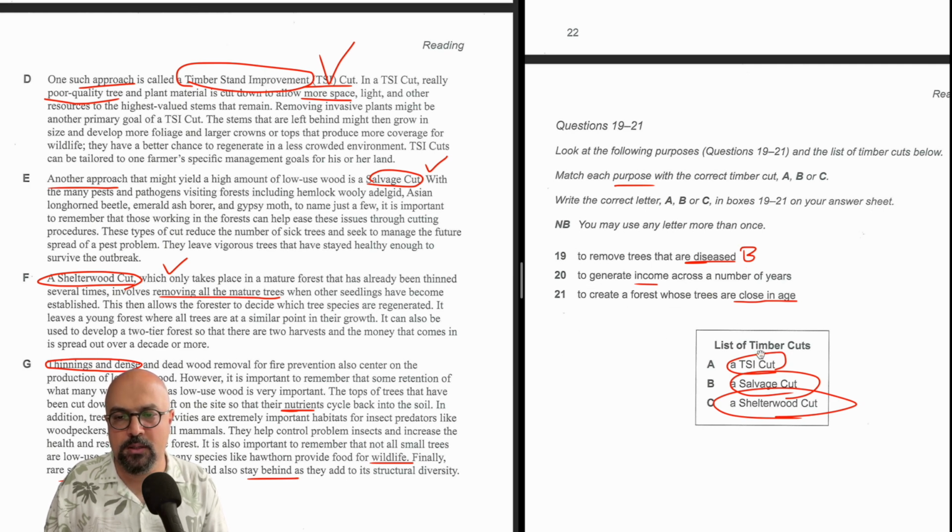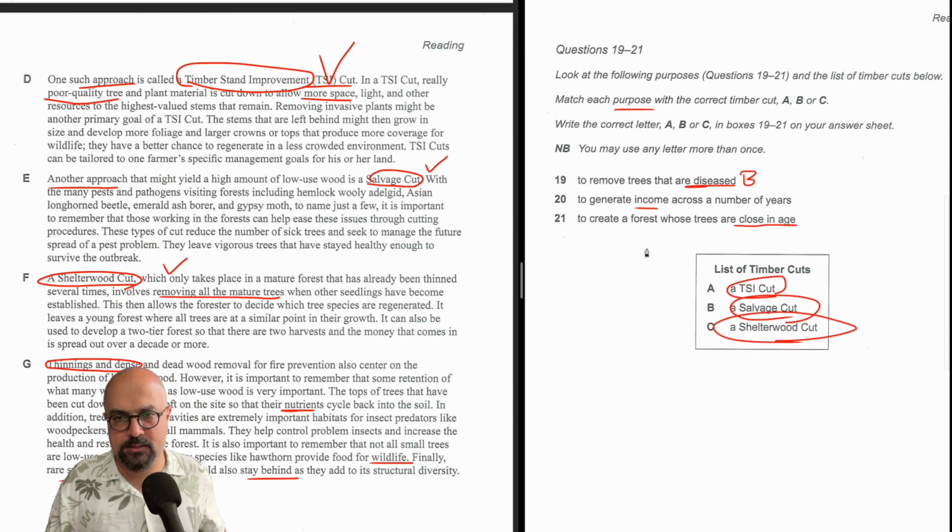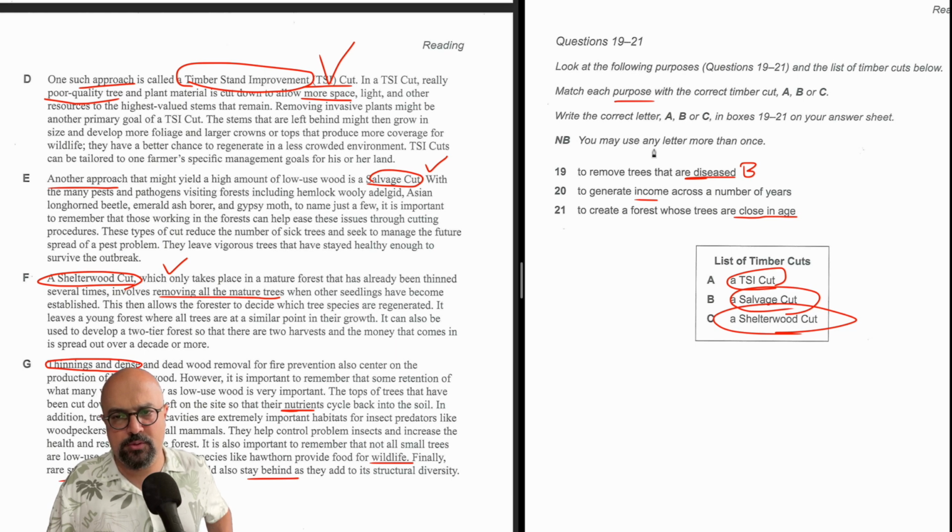But is that all? Do we think we may have another answer for it? That's possible. But for now, let's look at shelterwood. Shelterwood cut, which only takes place in a mature forest that has already been thinned several times, involves removing all the mature trees when other seedlings have become established. By the way, it says you may use any letter more than once. So it's possible that we use one of these more than once.